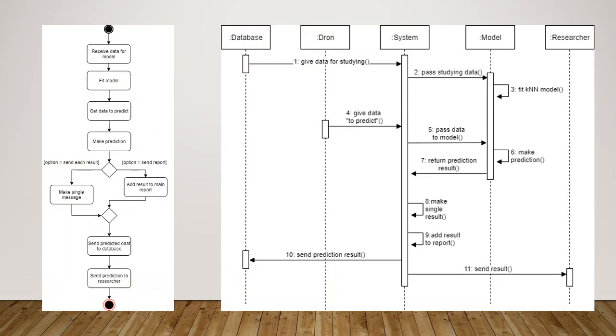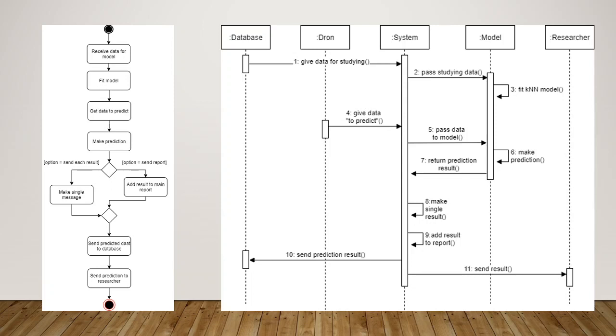On the left, you can see the activity diagram. Here we can see the main activities. First of all, the system receives data for the model, then it fits the model, and then gets data to predict and makes a prediction. Then, depending on the option, the system makes a single message or adds the result to the main report. Then it sends the predicted data to the database and the prediction to the researcher.